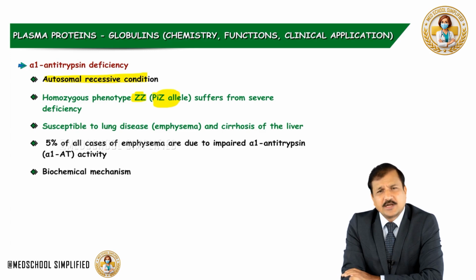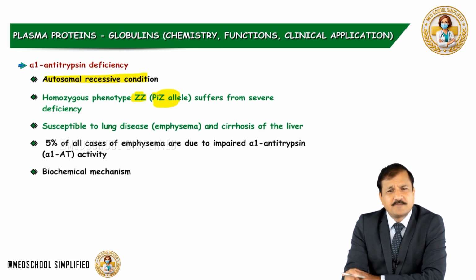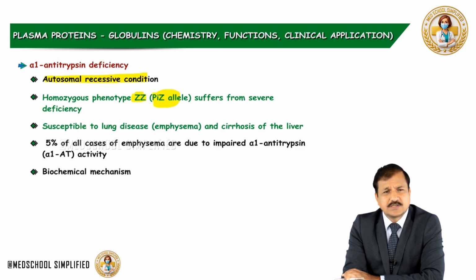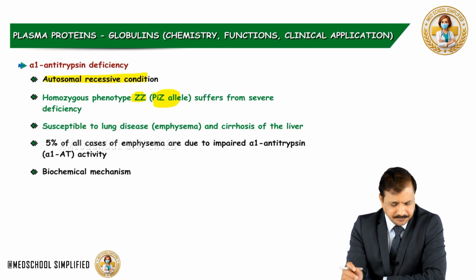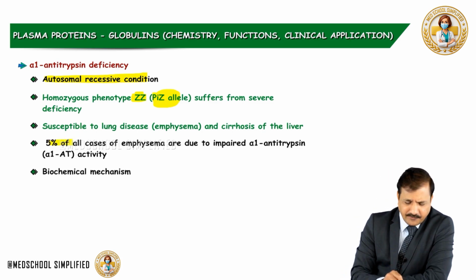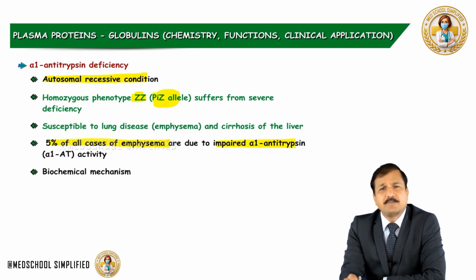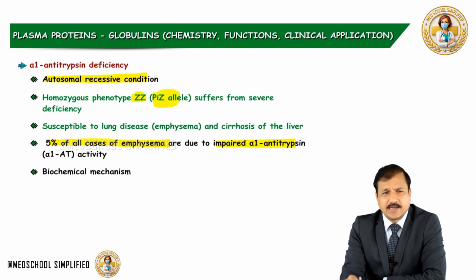Normal phenotype we have seen already in the previous slide. So the ZZ phenotype will lead to severe deficiency of alpha 1 antitrypsin. So deficient people will suffer from emphysema and also cirrhosis of the liver. About 5% of all cases of emphysema are implicated because of impaired alpha 1 antitrypsin activity.